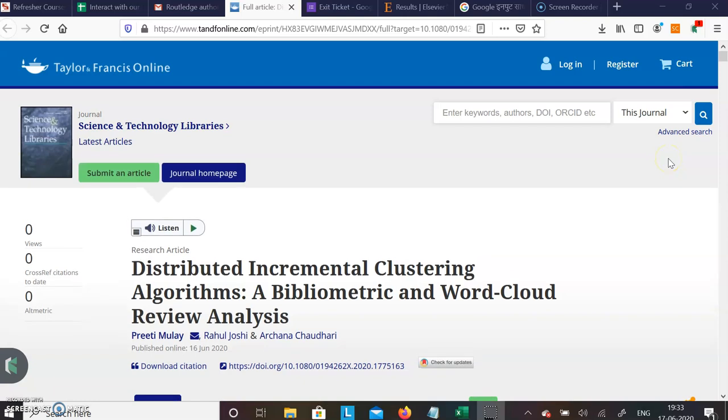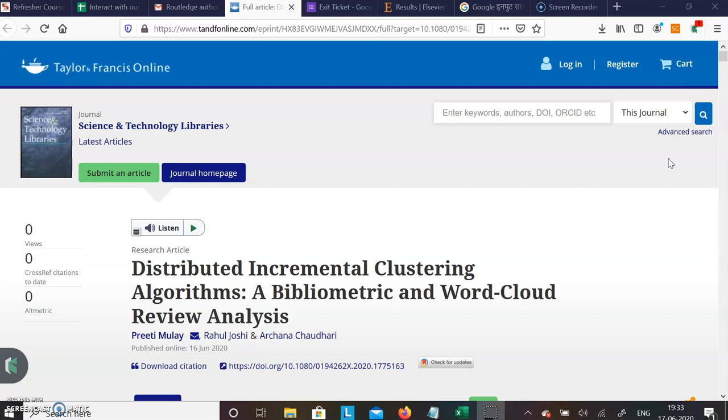Hello all, this is Preeti Mulay here from Symbiosis Institute of Technology, and I'm here today to walk you through one of our latest published papers. And the title of the paper is Distributed Incremental Clustering Algorithms, a Bibliometric and Word Cloud Review Analysis.